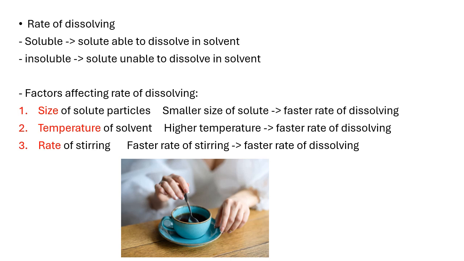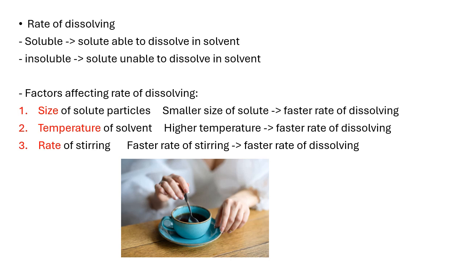First is the size of solute particles, where the smaller the size of the solute, the faster the rate of dissolving. Secondly is the temperature of the solvent. A higher temperature means a faster rate of dissolving. And lastly, the higher your rate of stirring, the faster the rate of dissolving. So for example, like in the case of Milo again, right?